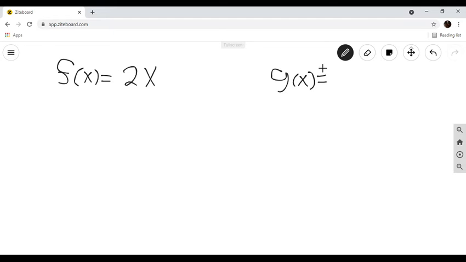Now, what about if I do the opposite? So this one is 2x, right? This is f of x equals 2x. What if I do the opposite of this one? Maybe instead of having 2 times x, I have x divided by 2.